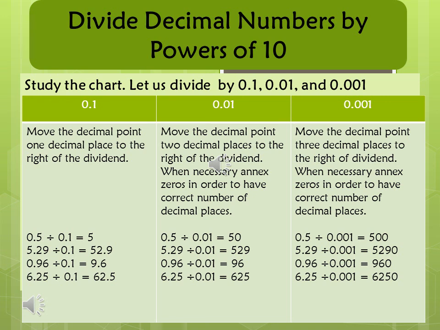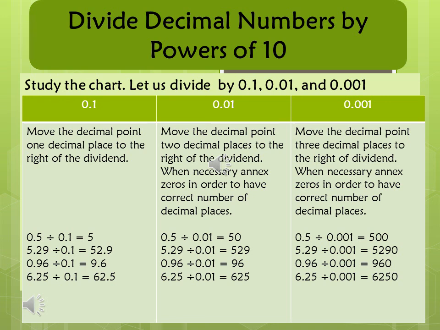Another example, 5 and 2900 divided by 100 equals 529. I-move nyo ng 2 beses ang decimal point, 1, 2, so 529. Another example, 9600 divided by 100 equals 96. I-move nyo ng 2 beses ang decimal point sa dividend, 1, 2 equals 96. 6 and 2500 divided by 100, i-move nyo ang decimal point nyo ng 2 beses. So, 1, 2, so ang sagot ay 625.